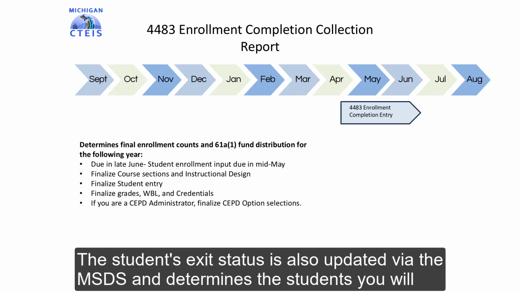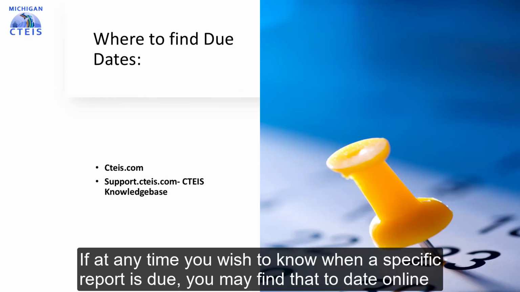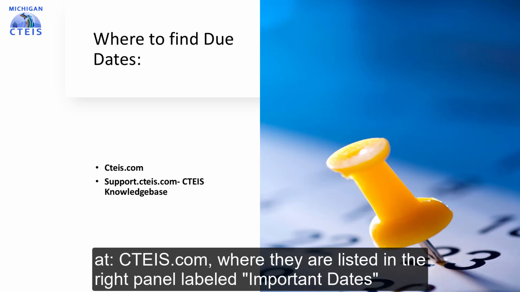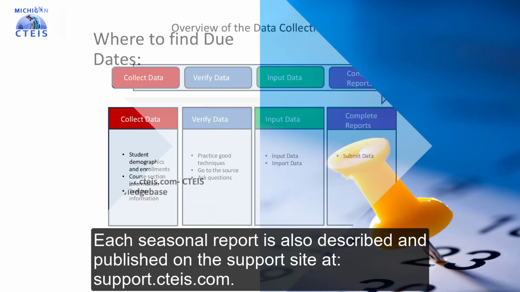The student's exit status is also updated via the MSDS and determines the students you will survey during the follow-up reporting cycle next spring. If at any time you wish to know when a specific report is due, you may find the due dates online at CTEIS.com, where they are listed in the right panel labeled Important Dates. Each seasonal report is also described and published on the support site at support.ctis.com.